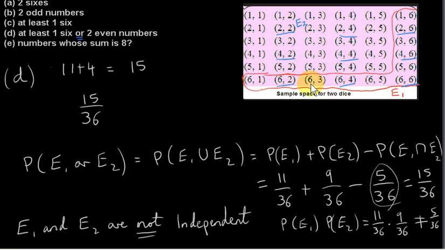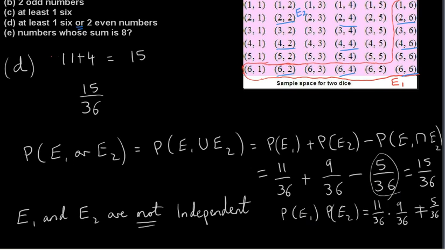Because if E1 has occurred, then it could mean that 6-2 has occurred, or 6-4, or 6-6, or 4-6, or 2-6. Anyway, I'll discuss more about conditional probability later, but for now I just want to state that E1 and E2 are not independent, because the product of these probabilities is not equal to the intersection. So P(E1) times P(E2) is not equal to the probability of E1 and E2.